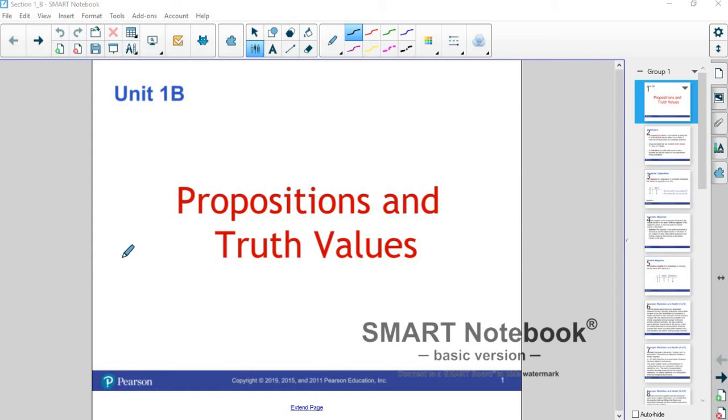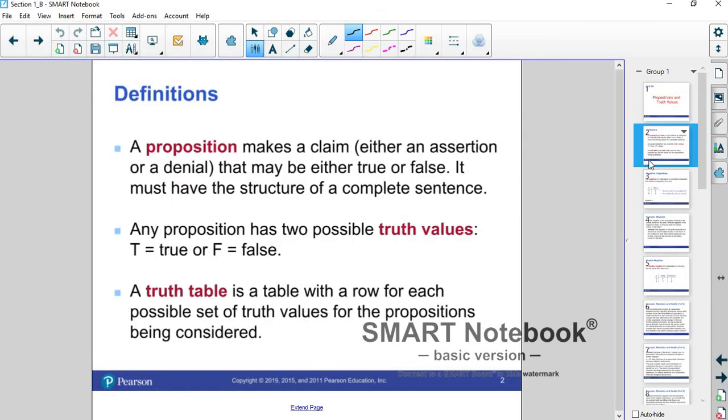This is section 1B, propositions and truth values. So we've got some definitions to talk about first. A proposition is a statement or a sentence that makes a claim. That claim can be either true or false. It's supposed to have this complete sentence structure. It has to be a complete sentence, right? And the possibilities are you can be true or you can be false. And so we use a truth table to sometimes represent all the different possibilities for the propositions we're considering.